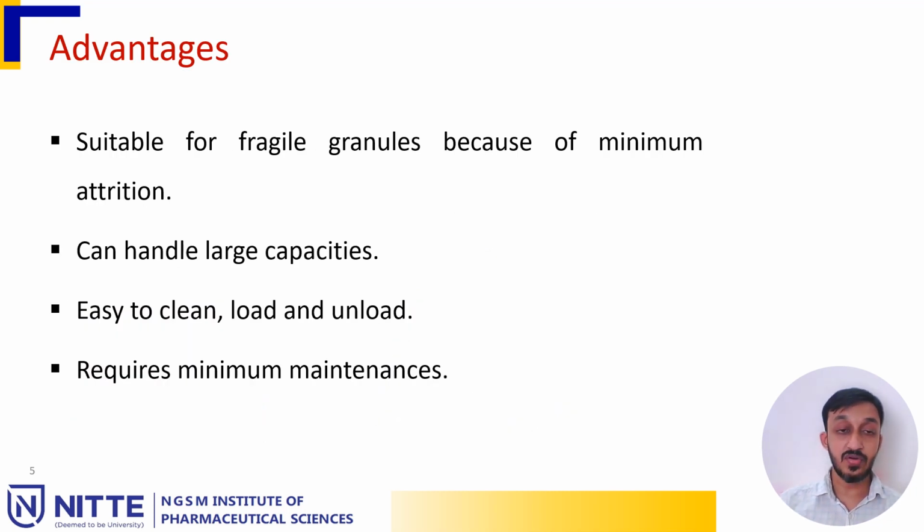Let us look into the advantages of double cone blenders. They are suitable for fragile granules because of minimum attrition. There are no moving blades hitting the particles so that further size reduction may not be happening. And these double cone blenders can handle large capacities depending on their size. They are easy to clean, load and unload. And these double cone blenders require minimum maintenance, and that is an added advantage.